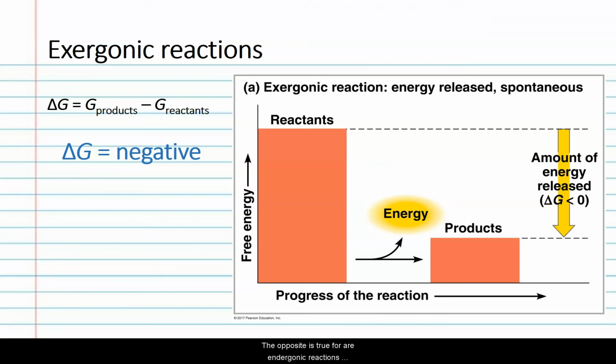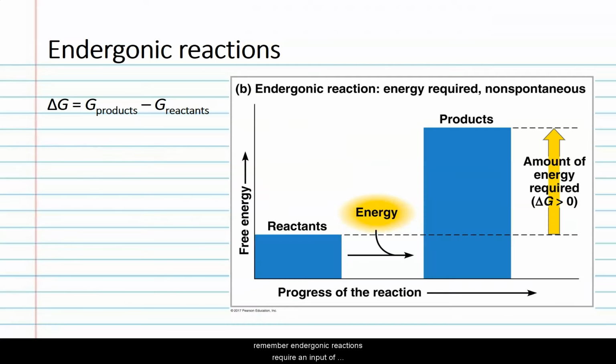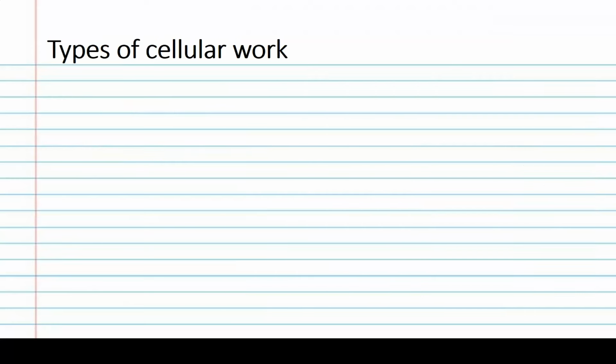The opposite is true for our endergonic reactions. Remember, endergonic reactions require an input of energy. Same thing, we calculate delta G by subtracting the energy of the reactants from the energy of the products, and in our endergonic reactions, we get a positive number, and that's telling us that we need to put in energy for this reaction to proceed. It's an uphill process, so to speak. Okay, so keep that calculation in the back of your head. A reaction that is spontaneous, that is exergonic, has a negative delta G.